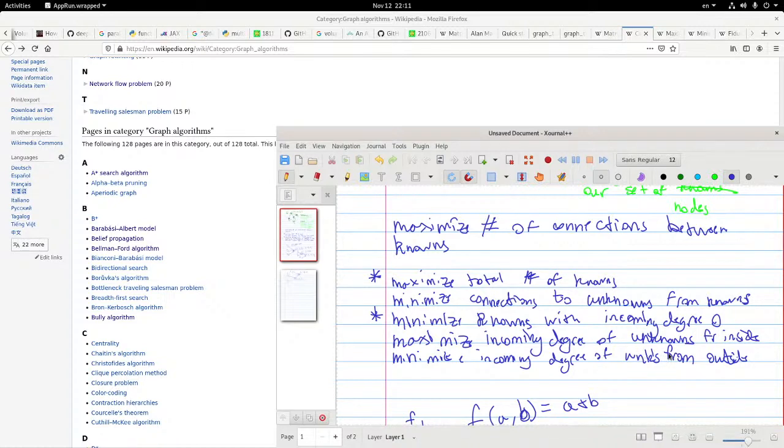So nodes that have a high amount of things coming inside from outside of our partition, that's not good, right? I don't like that. So yeah.